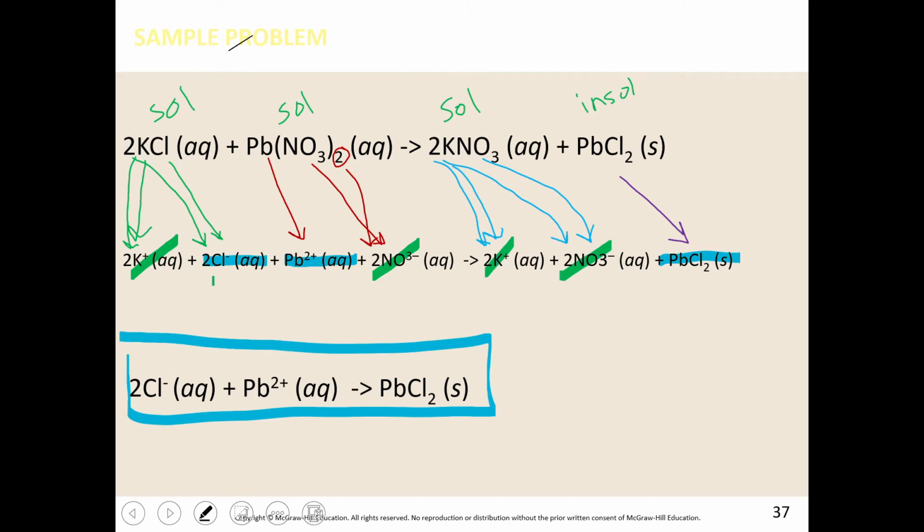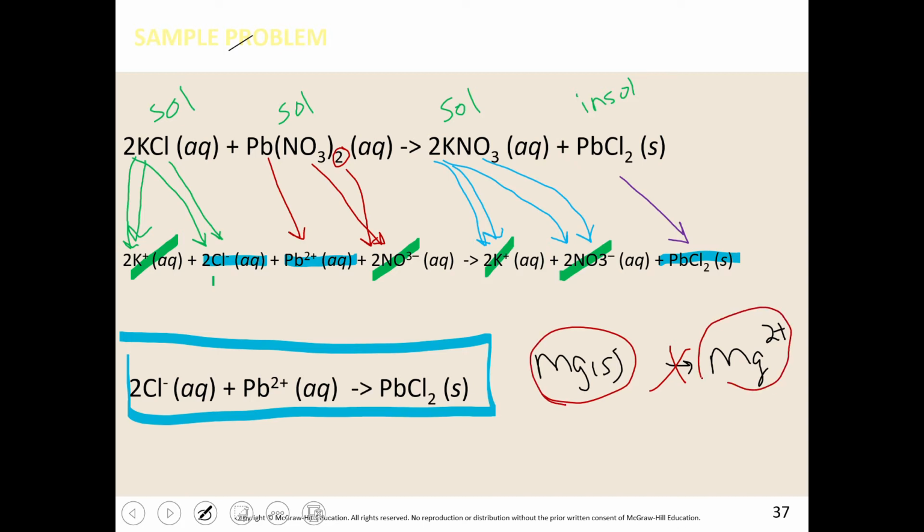and that becomes my net ionic. I want to make something else very clear. If, for example, I had MgS solid on one side, and on the other side, I had Mg2+, these are not the same. They would not cancel out because one is a solid and neutral. The other one is a charged ion. They are not the same. You cannot cancel something like that out left and right.